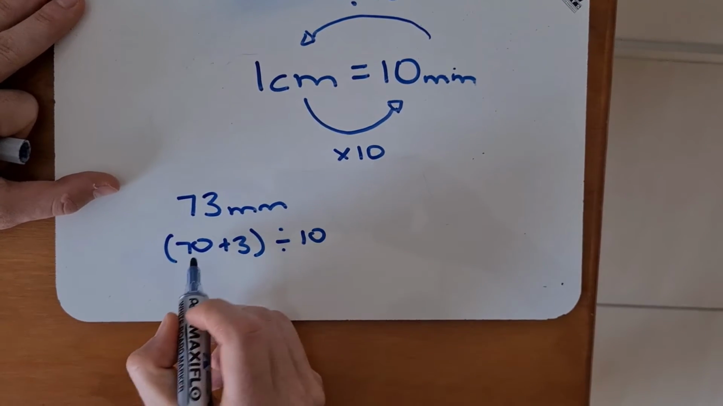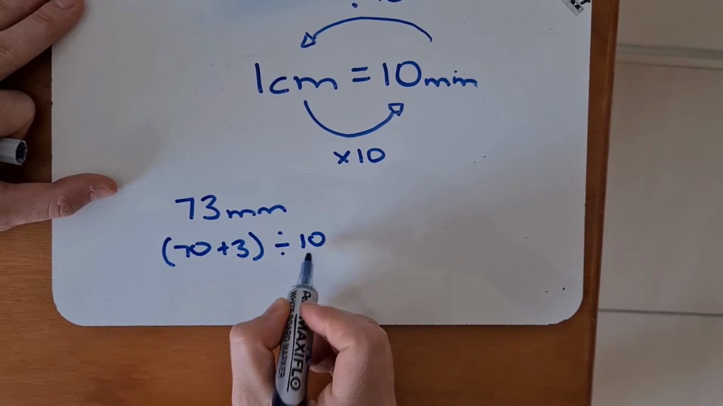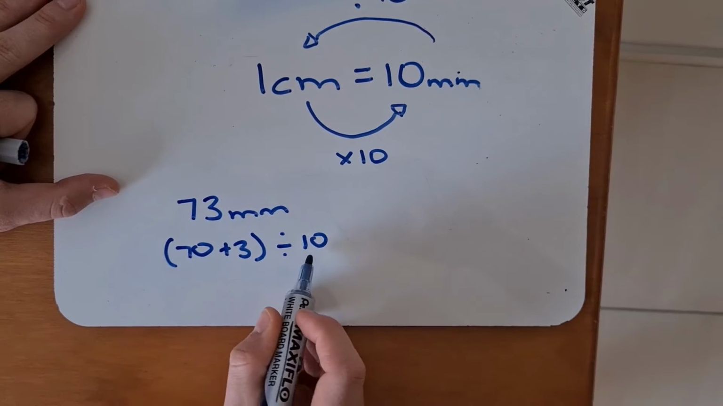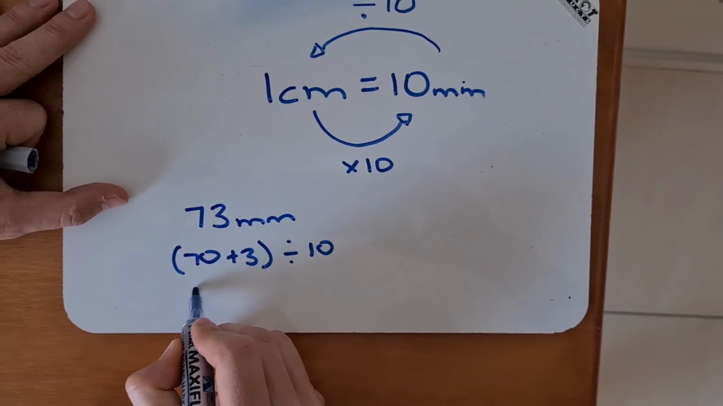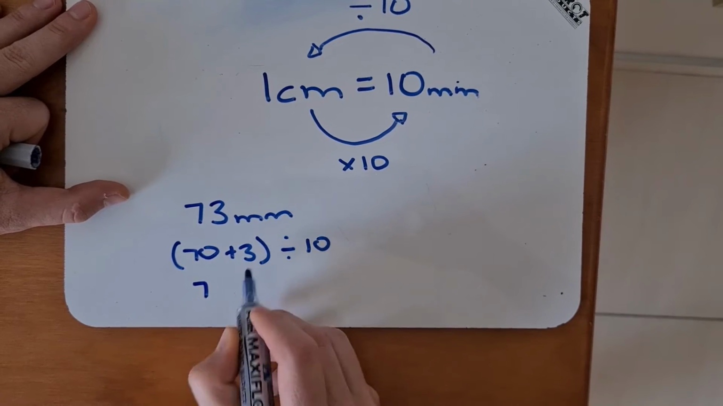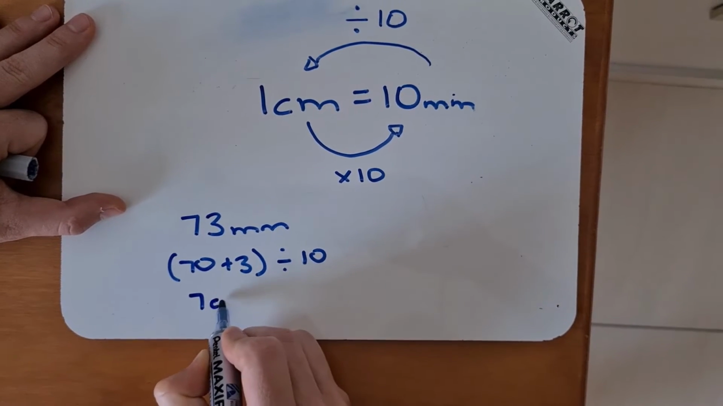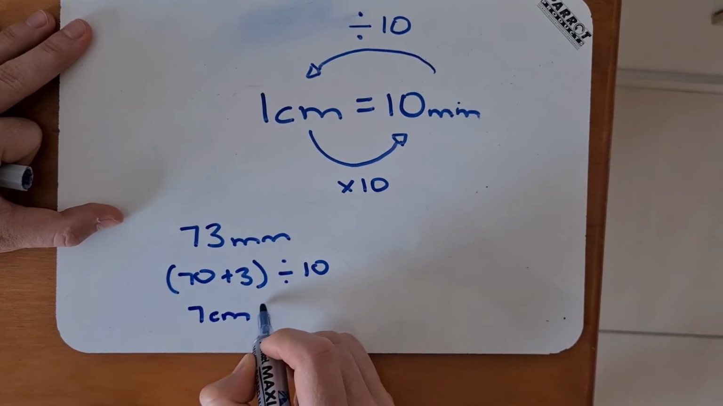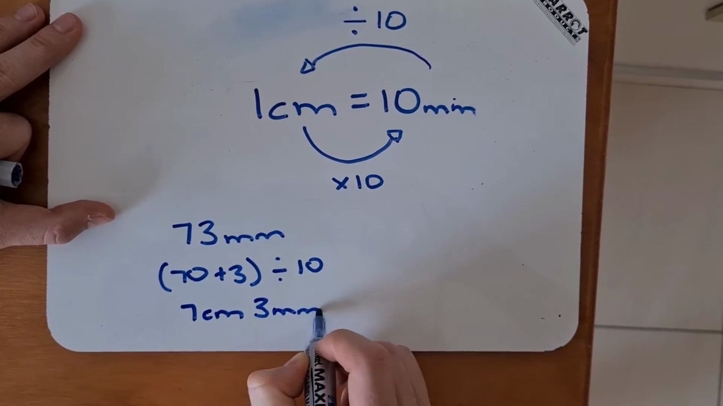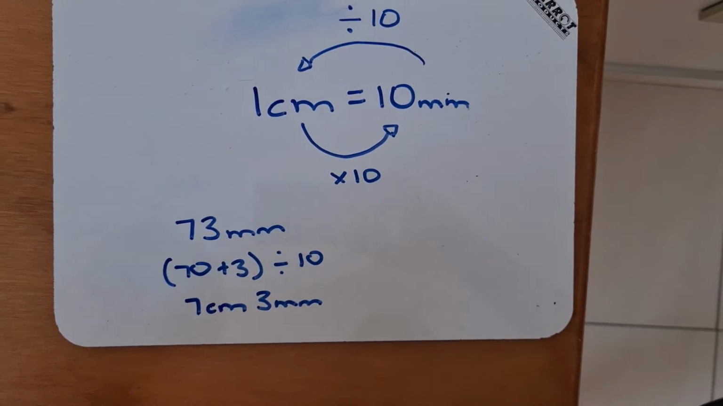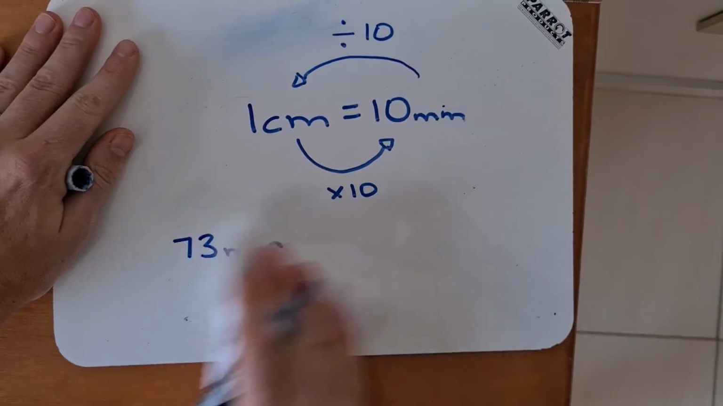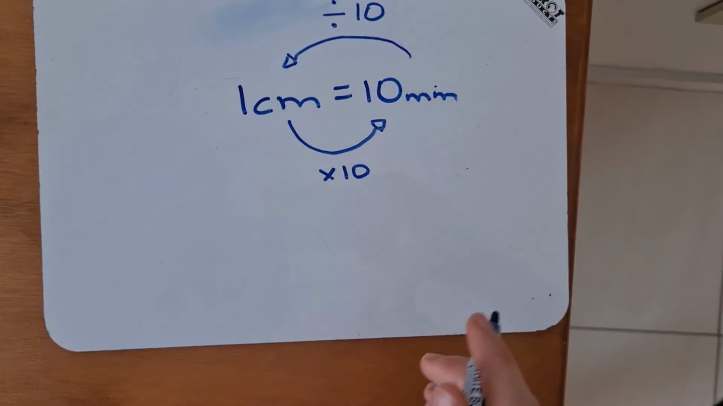Okay, so can we divide 70 by 10? Yes, of course we can. So 70 divided by 10 is going to be 7, but we can't divide 3 by 10. So we're going to say 7 centimeters, and that would be 3 millimeters are left over. I'm just going to quickly wipe my board, and I'll show you how to go from the other way around.